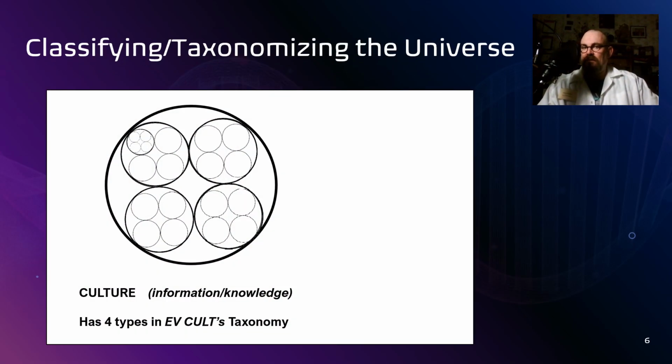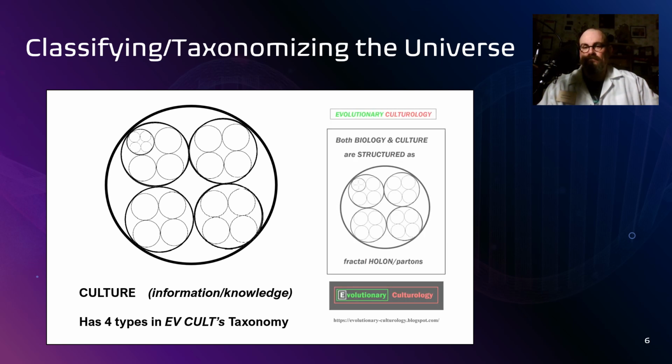And information or culture or knowledge can be classified into 4 types of thing or 4 parts. So there's a fractal whole-on parton again. And this leads to the conclusion both biology and culture are structured as fractal whole-on partons because biology has culture or information in it, because systems are information, energy, and matter. QED.